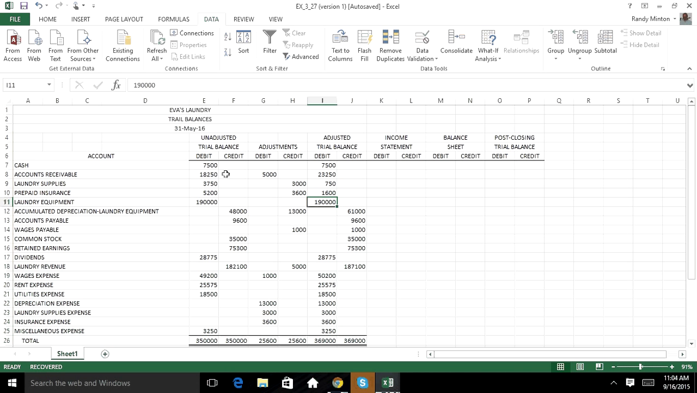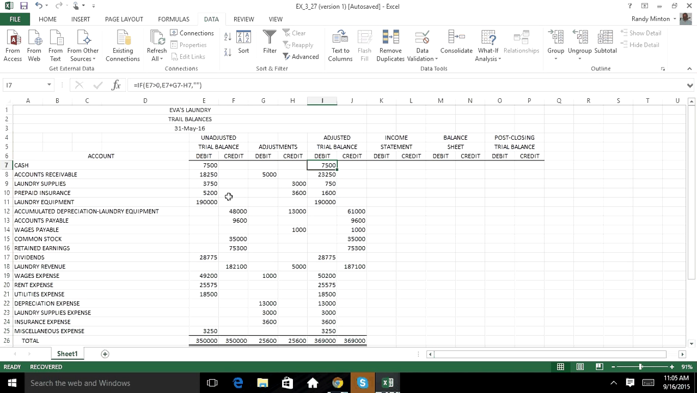So the first one, of course, is cash. If I look in the debit column of cash on the unadjusted trial balance and the debit column in the adjusted trial balance, I see that there's no change. There being no change means that I don't need to do anything in that account. There's no adjustment to be made.